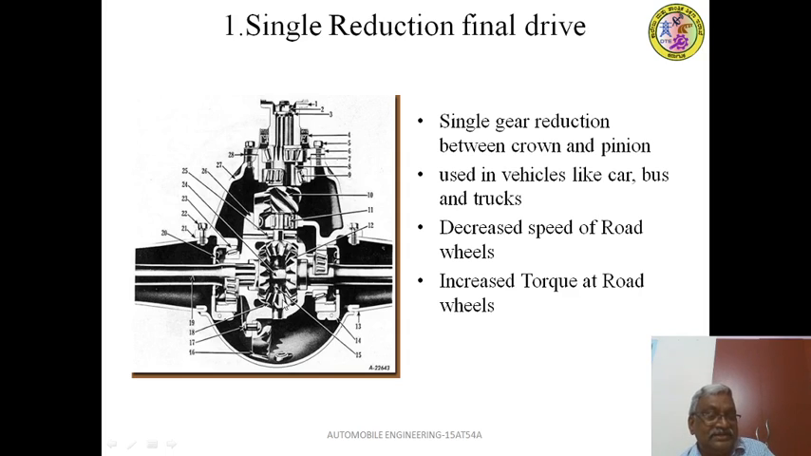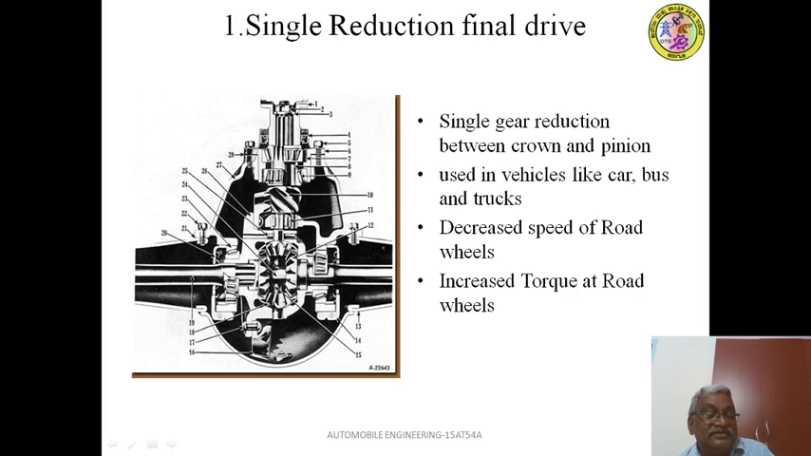Okay, this is also a set of gear. This final drive is also a set of gear. Differential cage is also a set of gear. Final drive provides gear ratio, but differential does not provide any gear ratio.